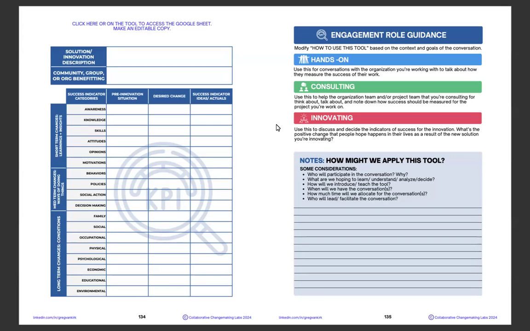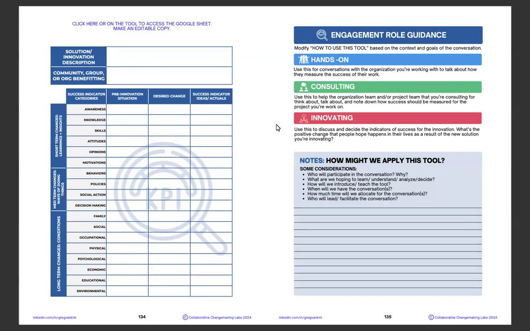So at the top, you just want to start with the solution or innovation description. So what's your solution? What's the product? What is it that's been created? It's maybe already been created. Maybe you're analyzing something that already exists, or a solution or an innovation description for something that you have in mind, something that you're thinking of creating, something that you are just about to create. So just what is it that you're looking at here?